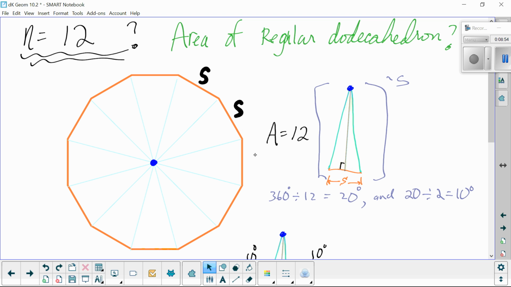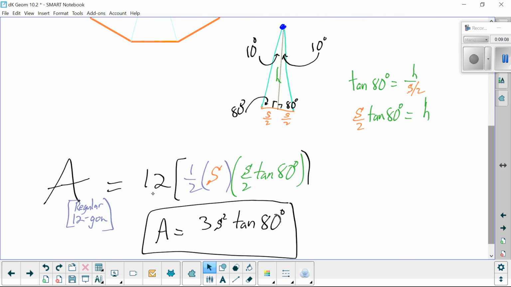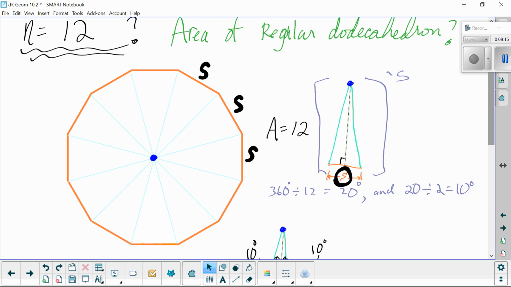S, S, S all the way around. That gives us this dimension. We need to know the height of the triangle because remember, the area of this 12-gon will be 12 triangles where each triangle is 1/2 times the base times the height. So we need to know the height of this triangle. So we need to find these angle measures. 360 divided by 12 is 20 degrees. But then this altitude splits it in half. Don't forget to split that 20 degrees in half. So it's a 10-degree angle.